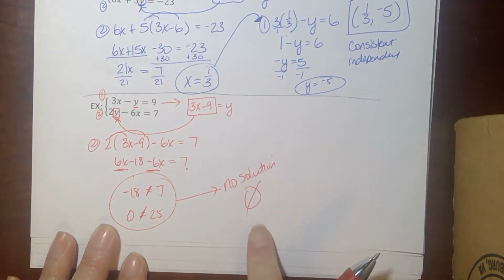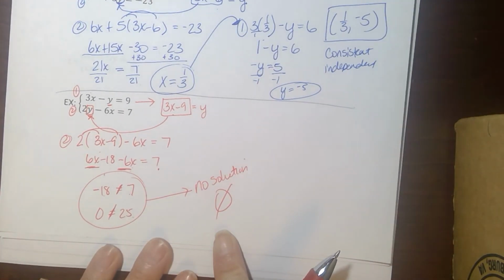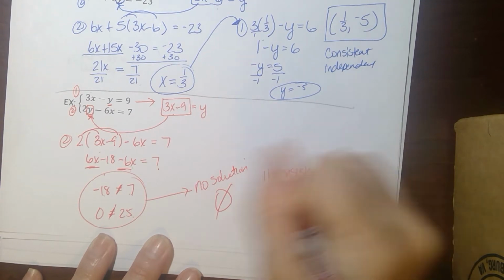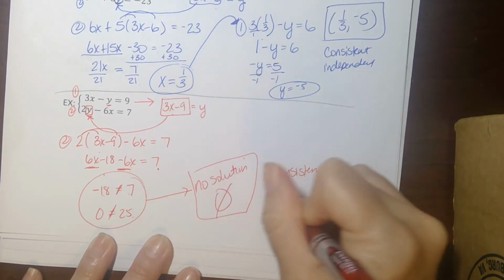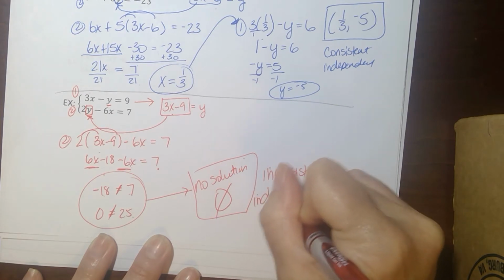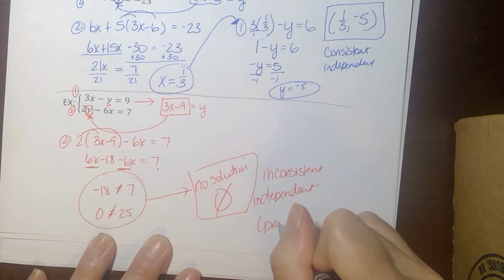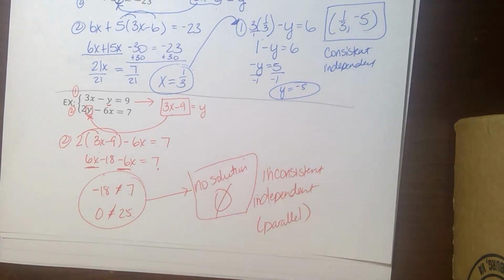I can give my solution as the empty set. So this system is inconsistent because there is no solution, which means they are two independent lines that never cross. The graph, if I were to graph them, would be parallel lines.